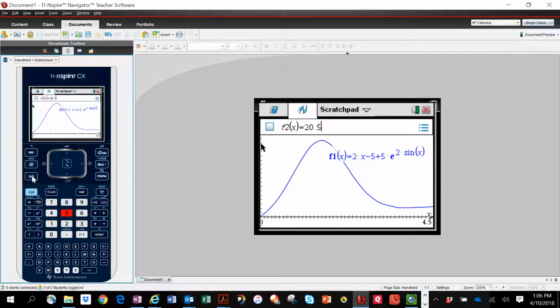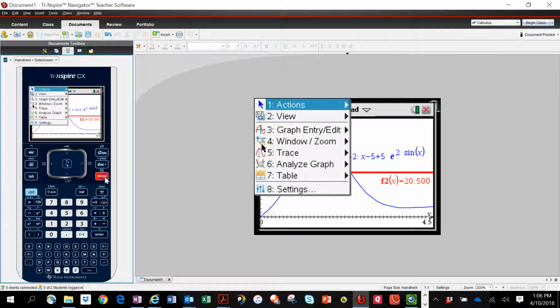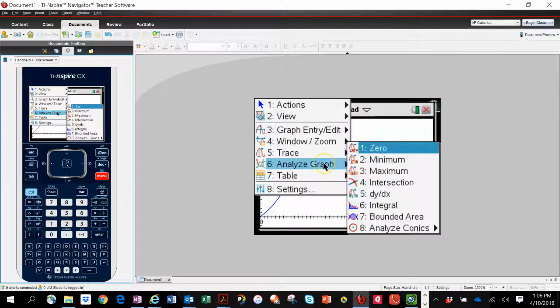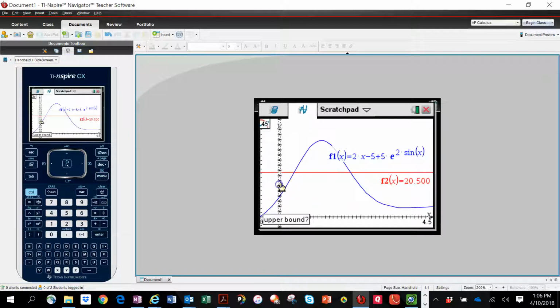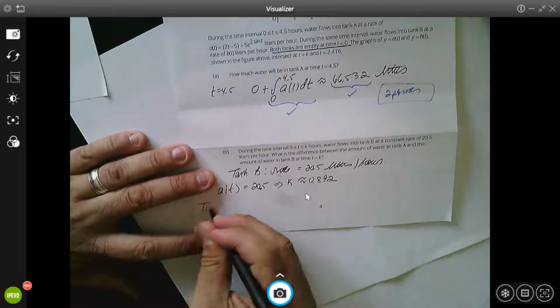I'm going to add in the horizontal line 20.5, and I'm going to look for the intersection point. So I'm going to do menu, analyze graph, intersection, a little to the left, a little to the right, and it looks like the value for k that I'm interested in is 0.892. Okay, not too bad. Let's keep going so you can see what I'm writing.